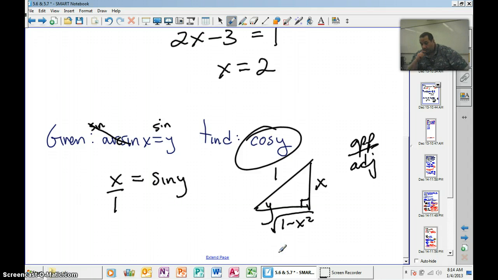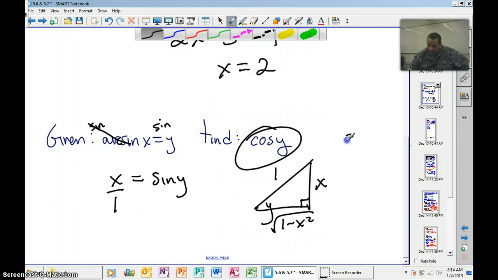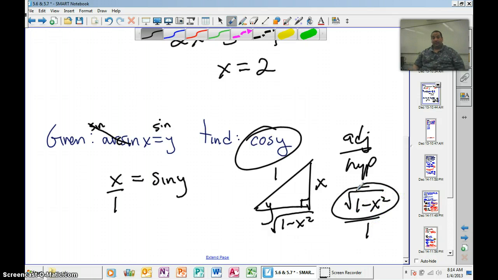Yes, that's good. So now the answer turns out to be opposite. This is tangent, so let's get that out. Cosine is, sorry about that, adjacent over hypotenuse. So adjacent is that, hypotenuse is that. Voila. That's my answer to cosine of y.